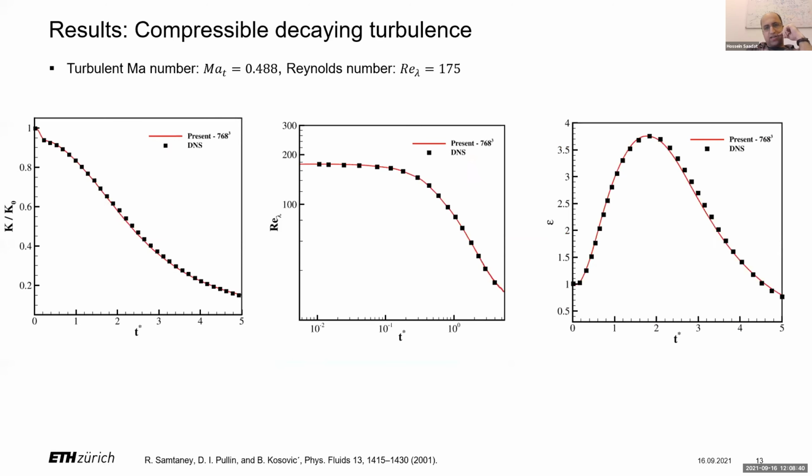And finally, we also increase the Reynolds number in this case. The turbulent Mach number is still around 0.5, or 0.488 to be precise, but the Reynolds number is now increased to 175. Here I have shown again the time history of turbulent kinetic energy, Taylor microscale Reynolds number, and also the dissipation rate, which is a sensitive parameter, and they are all agreeing well with the DNS results.